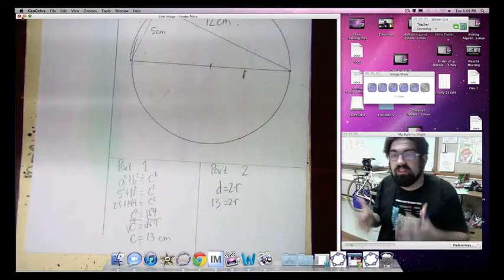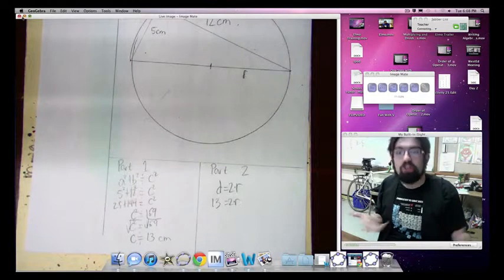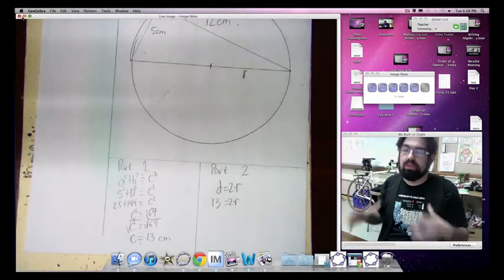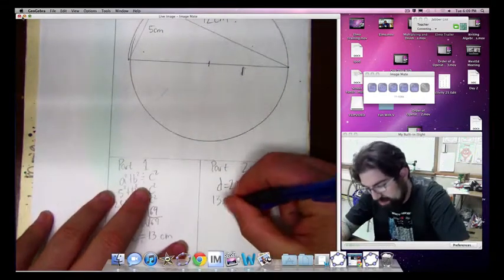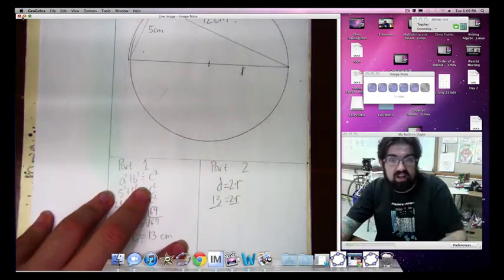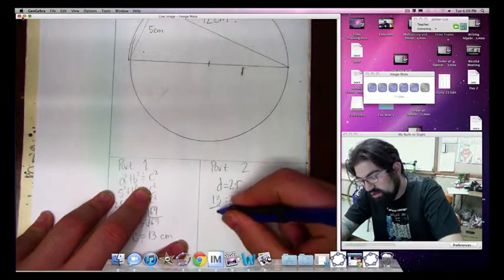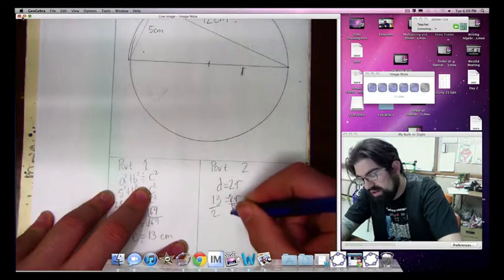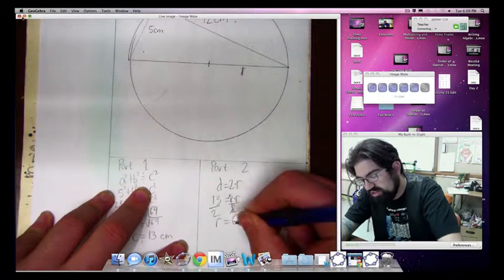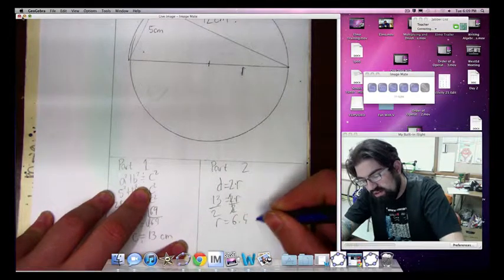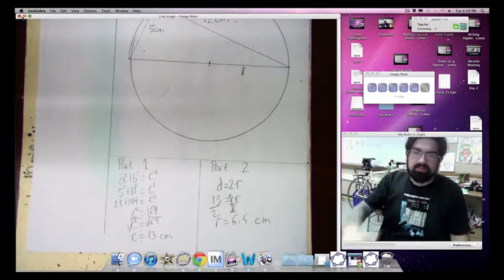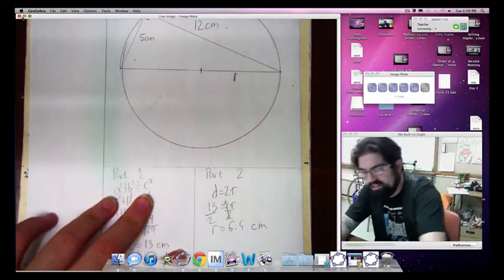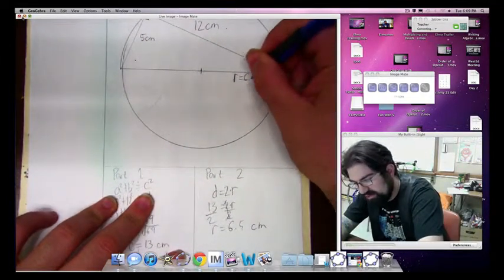Okay, 13 is equal to 2 times some number. So now it's a one-step equation. Let's see. The opposite of multiplying is dividing. So I'm going to divide both sides by 2, because whatever I do on one side, I got to do on the other. This is then equal to 1, and the radius is equal to 6.5 centimeters. Supposedly. So we're saying this radius is equal to 6.5 centimeters.